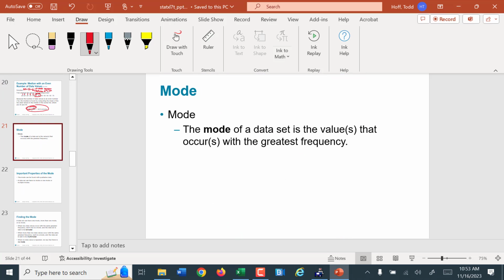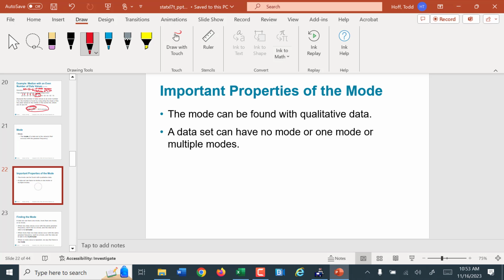So the mode. The mode is the one that occurs the most often, the highest frequency. Some things with the mode. One very important plus of the mode is we can actually find the mode of qualitative data, because we don't have to sort anything. We don't have to add anything up and divide. We're just looking for the one that occurs the most often. The mode is the one measure of center that we can use with qualitative data.